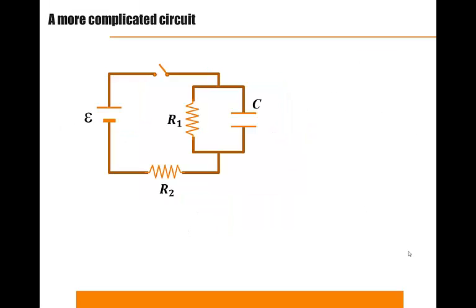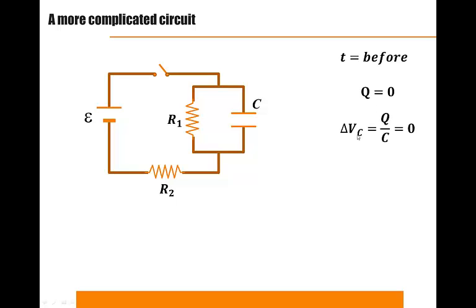Now a more complicated circuit. So let's see this circuit. In this circuit the capacitor is connected in parallel with resistor 1, and then both of them are connected in series with resistor 2, and there is a switch. So before closing the switch, let's say the capacitor is uncharged. If the capacitor is uncharged, the charge is 0.